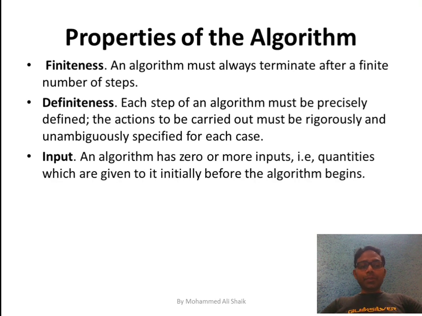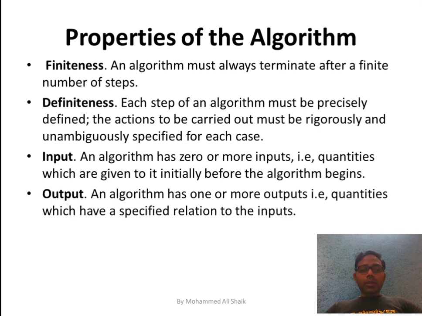The next one is input. An algorithm may have 0 or more inputs, that is quantities which are given to it initially before the algorithm begins. There may be 0 or more inputs for an algorithm. And output. An algorithm has one or more outputs, that is quantities which have a specific relation to inputs.